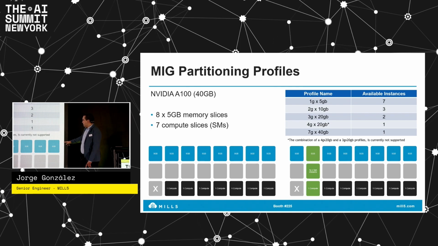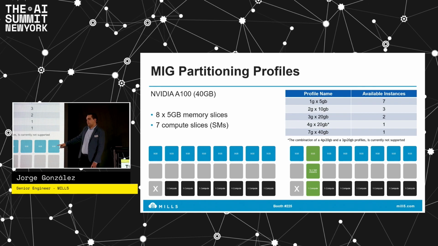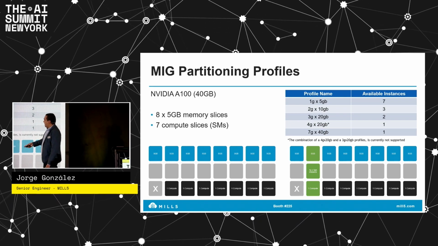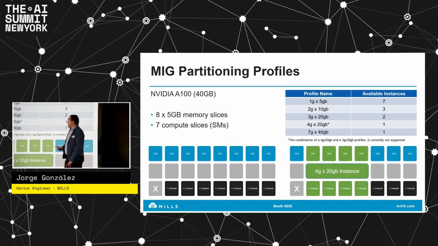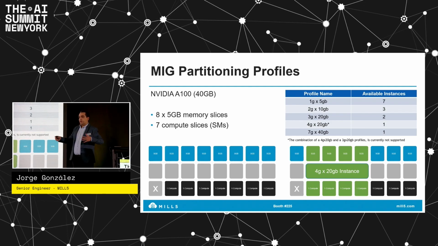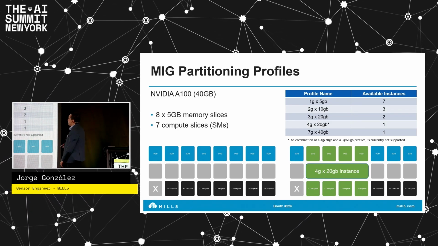So here's basically what we did with those slices. We have memory slices in the top, compute slices in the bottom, and you can basically create that vertical line to create a GPU instance. On the other side, you can combine those slices to create bigger instances, in this case, a 4G with 20 gigabytes instance.